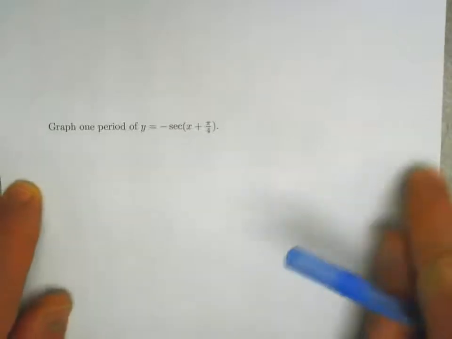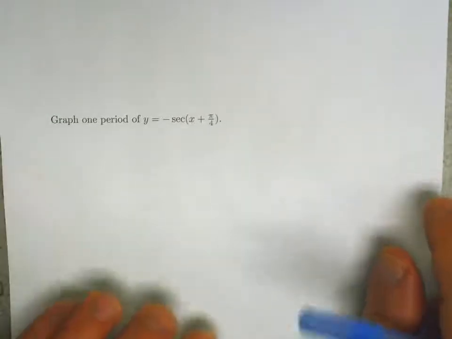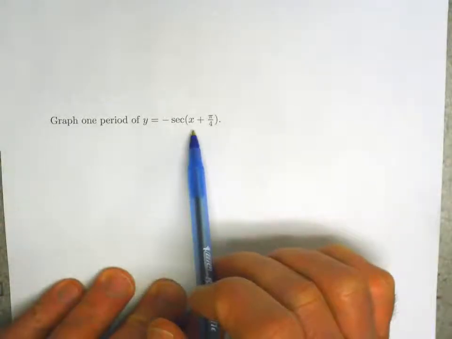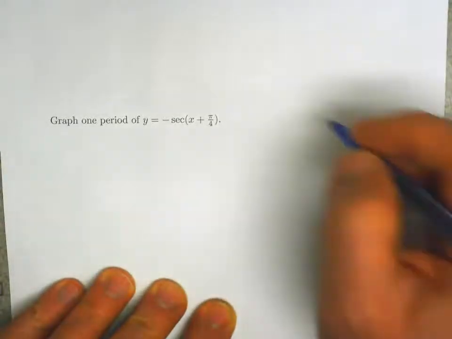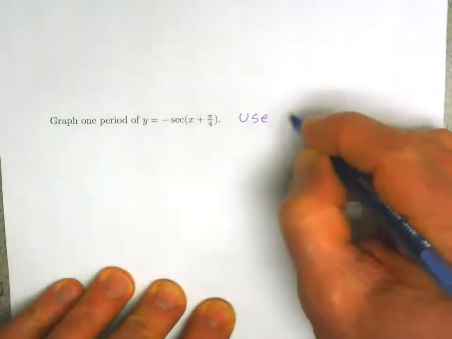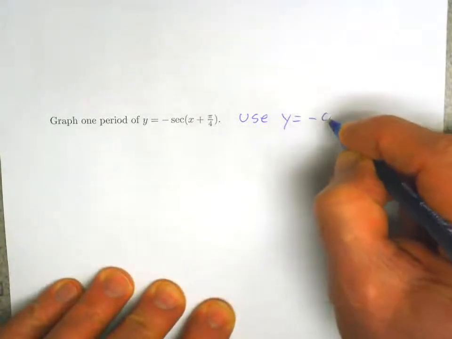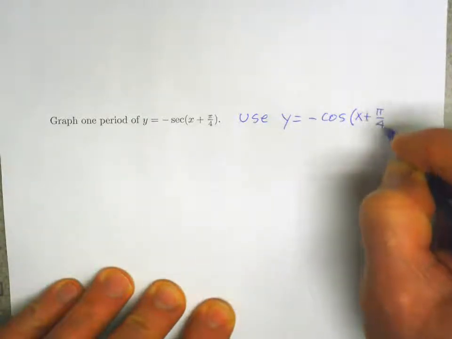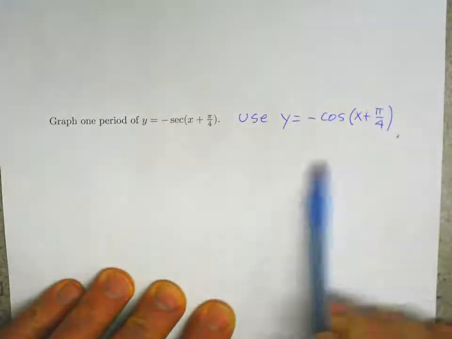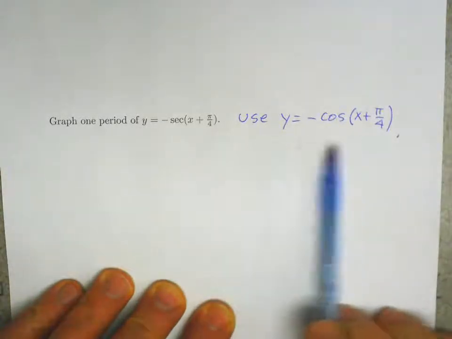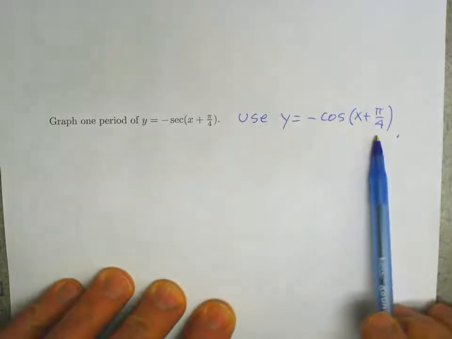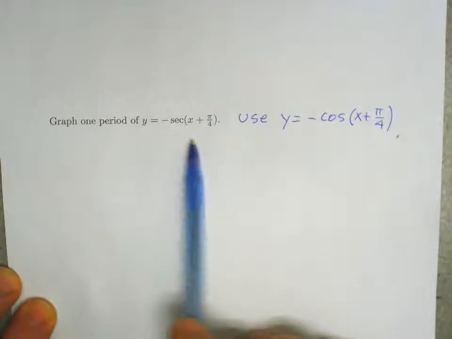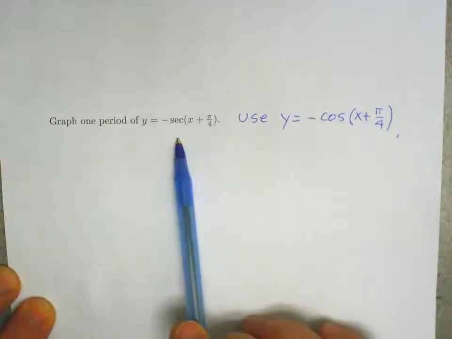And a similar comment for this one. In order to graph y equals negative secant of x plus pi over 4, you can use the graph of y equals negative cosine of x plus pi over 4. So graph one period of y equals negative cosine of x plus pi over 4, sketch in the vertical asymptotes, and then graph y equals negative secant of x plus pi over 4.